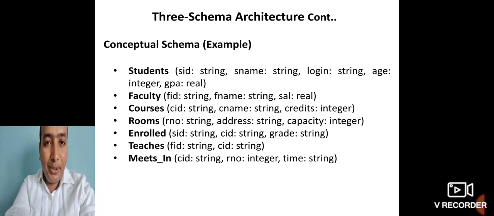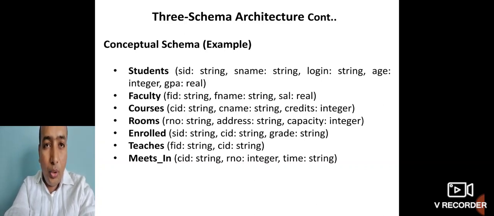So I have some examples for your databases there. You can find out there are 7 different conceptual schema examples there. That is, the first conceptual schema has been termed as what? Example is students. Second is faculty, courses, rooms, enrolled, teachers and meeting. I think you can find out this is something related to your university database, isn't it?